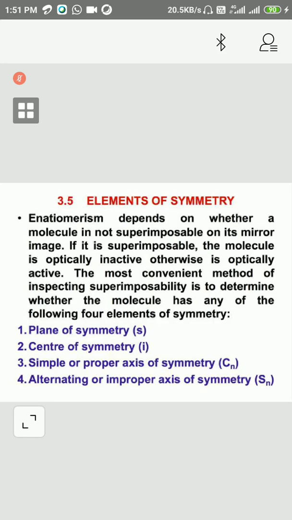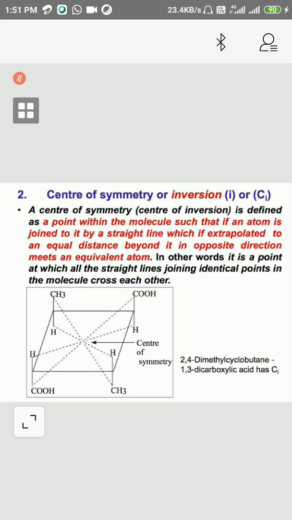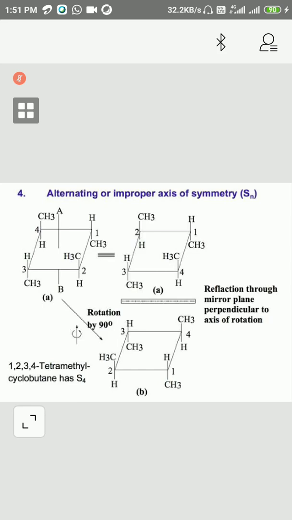These are different elements of symmetry. Group theory will be discussed in group theory. This is the plane of symmetry. This is an imaginary plane in meso isomers which divides a molecule into exactly two equal parts, and both parts are mirror images of each other. You can see here meso-tartaric acid is one of the good examples. These are different symmetry elements, center of symmetry and all. Okay, no need to discuss.